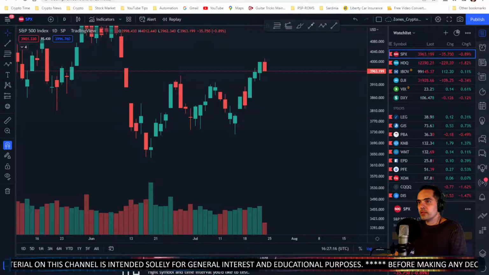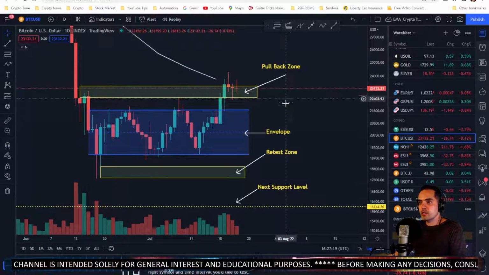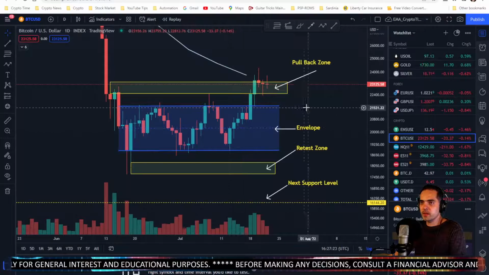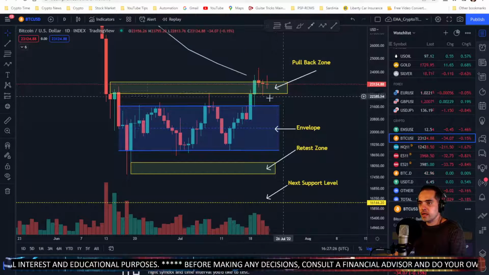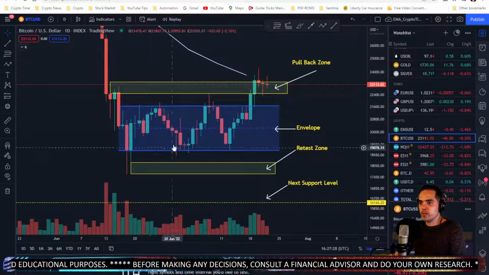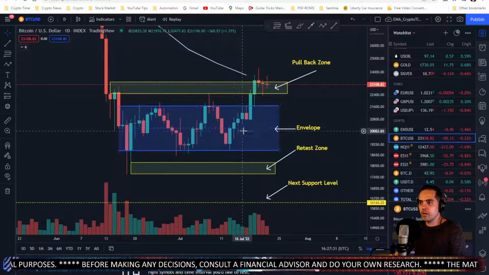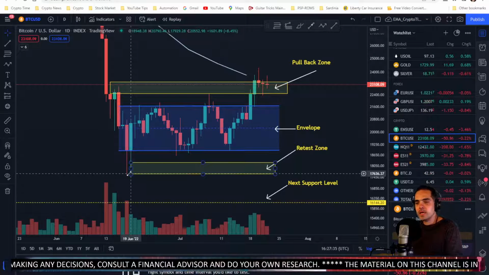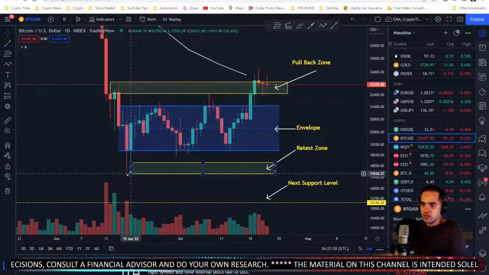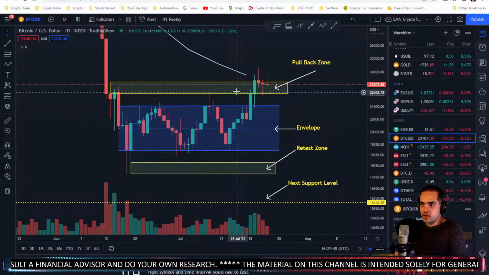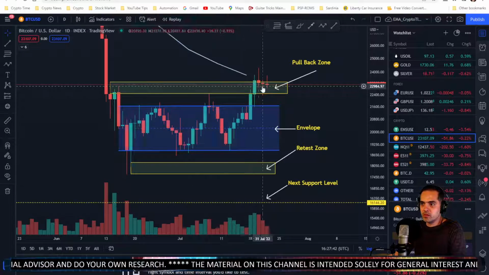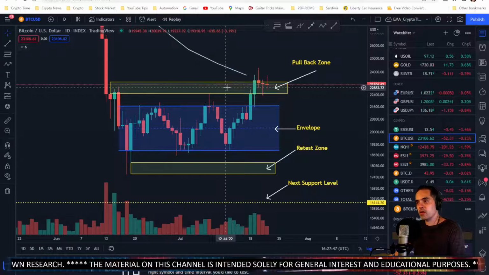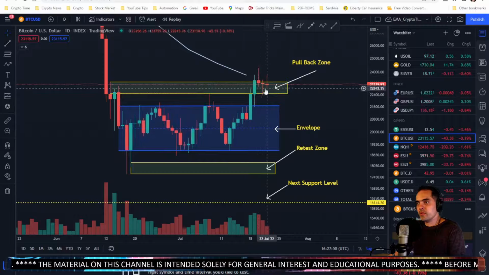So let's jump into the Bitcoin chart. Here we have the latest price movement. It's a daily chart, and we can see the Bitcoin price was within this envelope after it had reached this 17K region. Then we were expecting to see a pullback zone right in this rectangle, and that happened a few days ago.